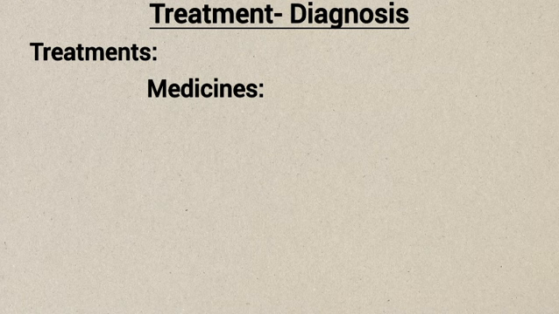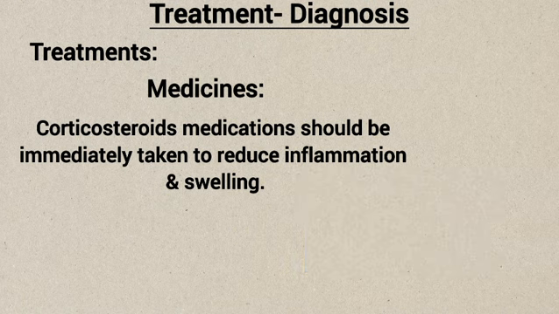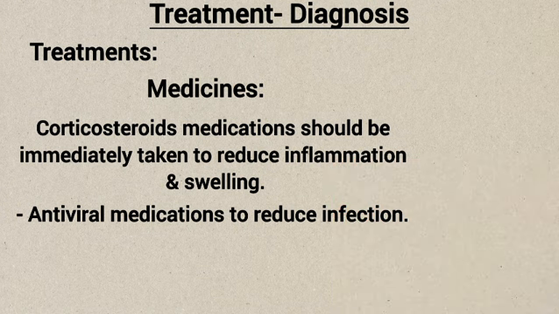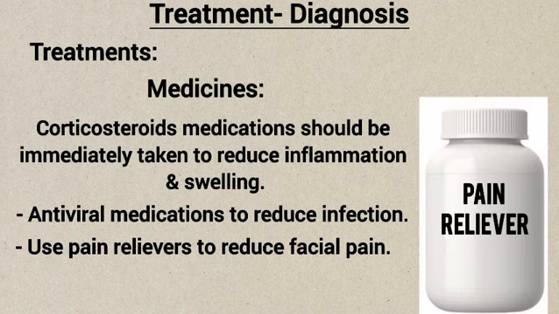Now let's talk about the medications and treatments of Bell's palsy. Medications should be started immediately to reduce inflammation and swelling of the facial nerve. They should be started within 3 days of symptoms so that the chances of recovery increase. Antiviral medications are also recommended in case a viral infection is suspected. Moreover, to reduce facial pain, you can use pain relievers, which help reduce pain in the facial nerves and face.